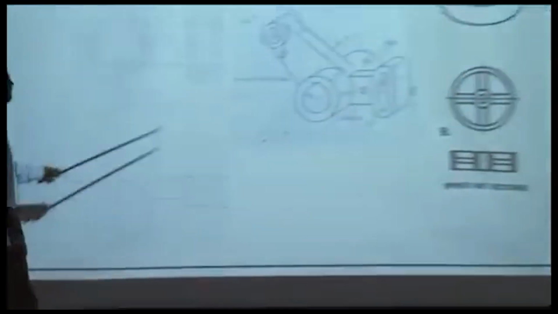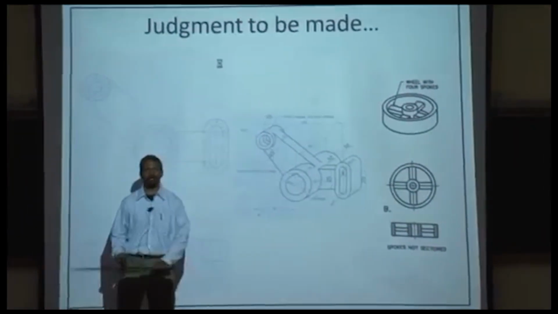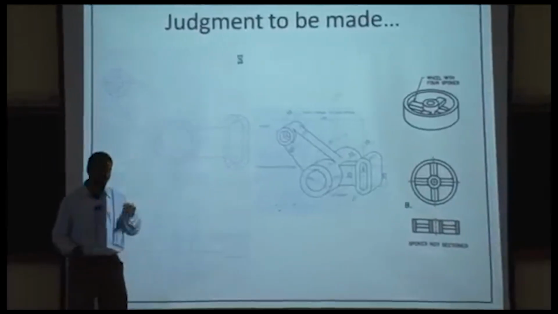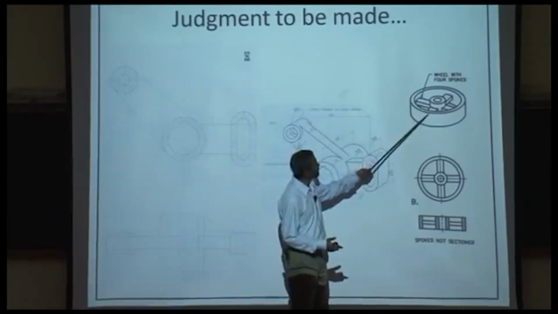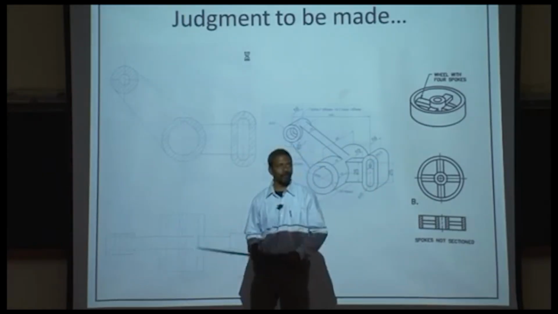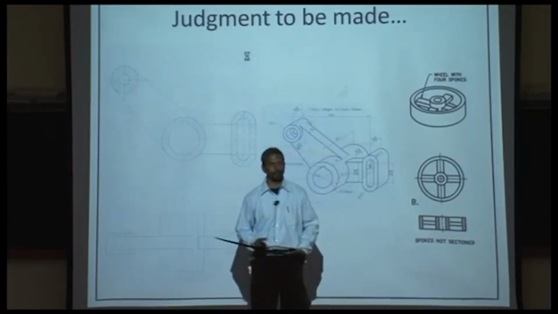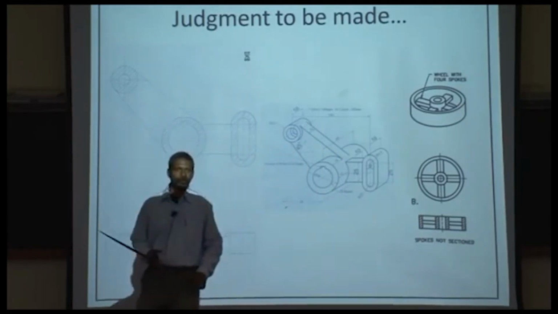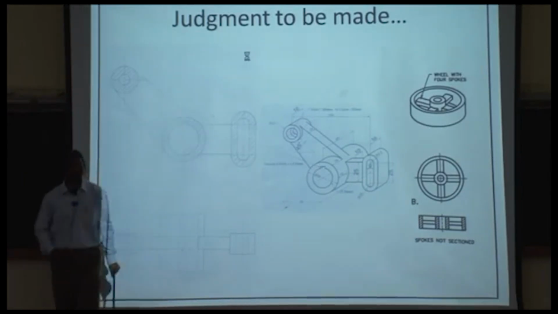In this case, you make the judgment that these guys are not to be treated as ribs, and therefore they need to be sectioned. Why? Because they happen to be participating in the main machine part. On the other hand, the spokes happen to be quite important to some, not to all, but you choose not to section the spokes. Judgment is to be made.